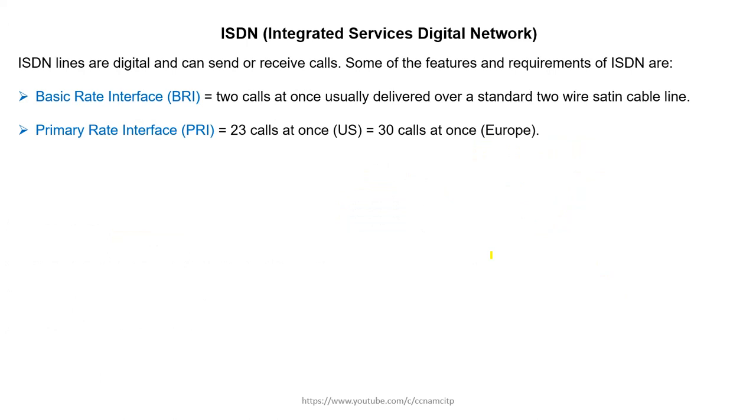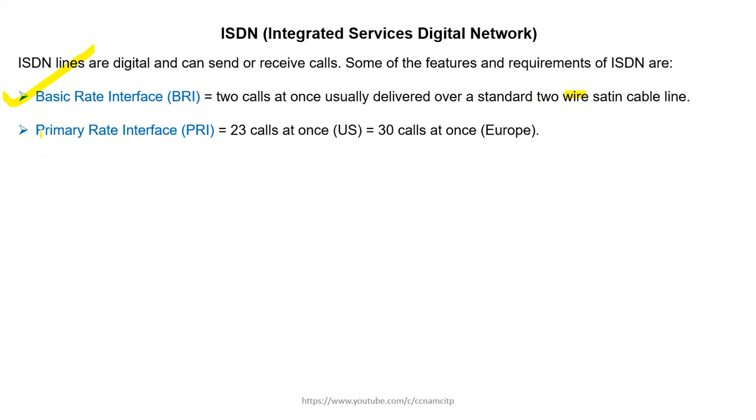And the next one is ISDN, that is Integrated Services Digital Network. So ISDN lines are digital and can send and receive calls. Some of the features and requirements of ISDN are, so the very first one you can use is basic rate interface, also known as BRI. So what will happen in this? Two calls at once, usually delivered over a standard two-wire copper cable line.